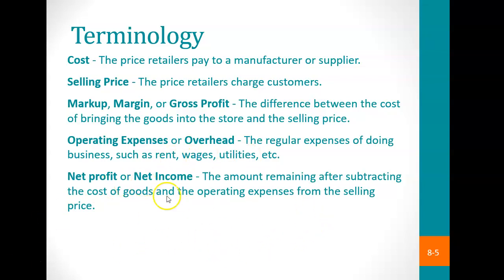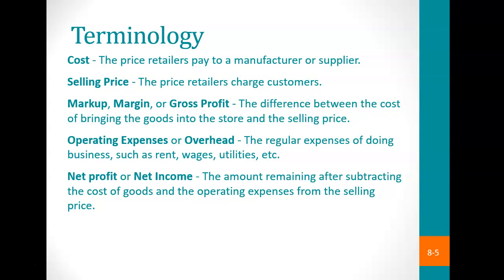And then the last term we have is net profit or net income. When we look at the actual selling price that an item sold for, subtract from that the cost of goods, meaning the cost that the retailer paid for those items, and any operating expenses, then the end result is known as your net profit or your net income. So selling price minus cost of goods sold minus operating expenses equals net profit or net income.